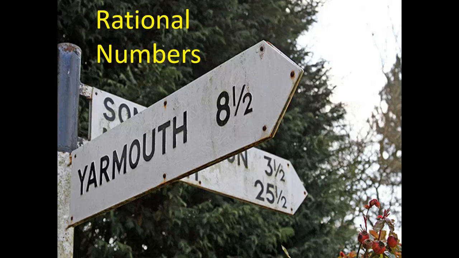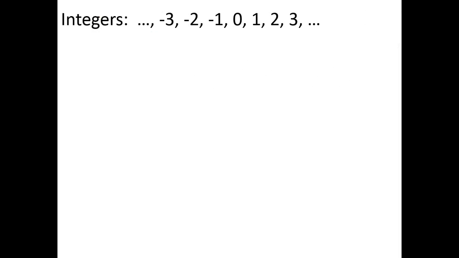Our next topic is rational numbers, which means we're about to start looking at fractions and mixed numbers and decimals. Now to look at how we got to where we are right now, we've talked about the integers as representing the whole numbers plus the opposites of the whole numbers.